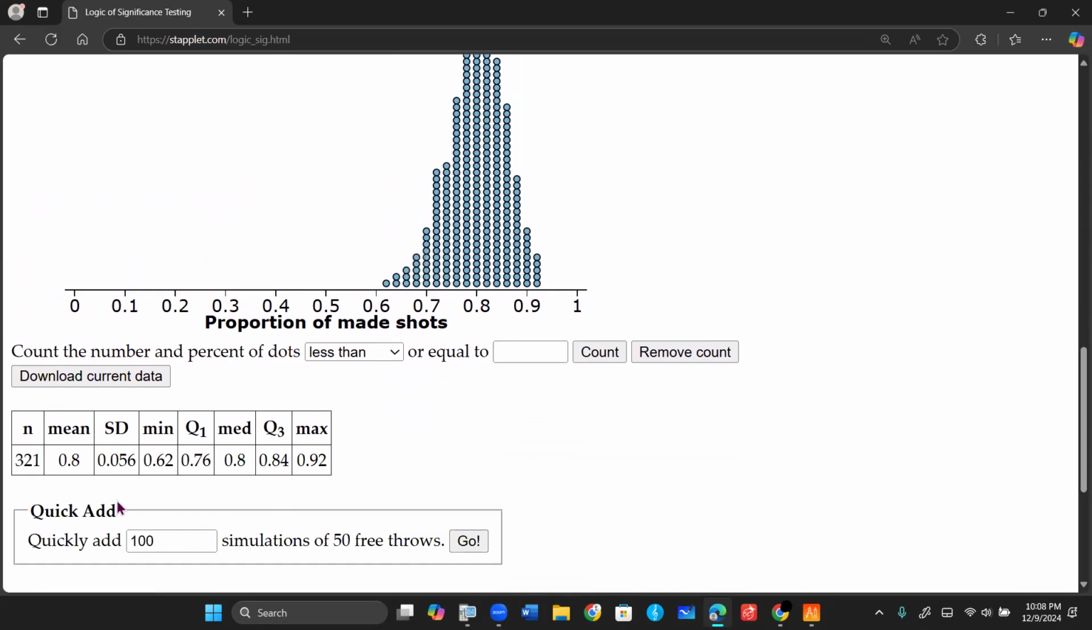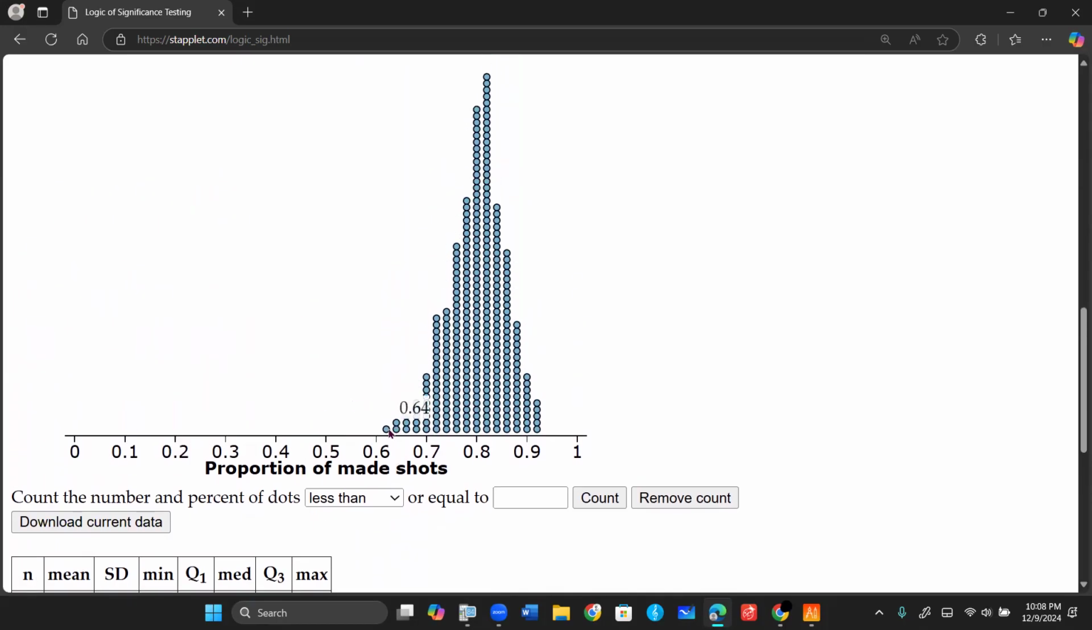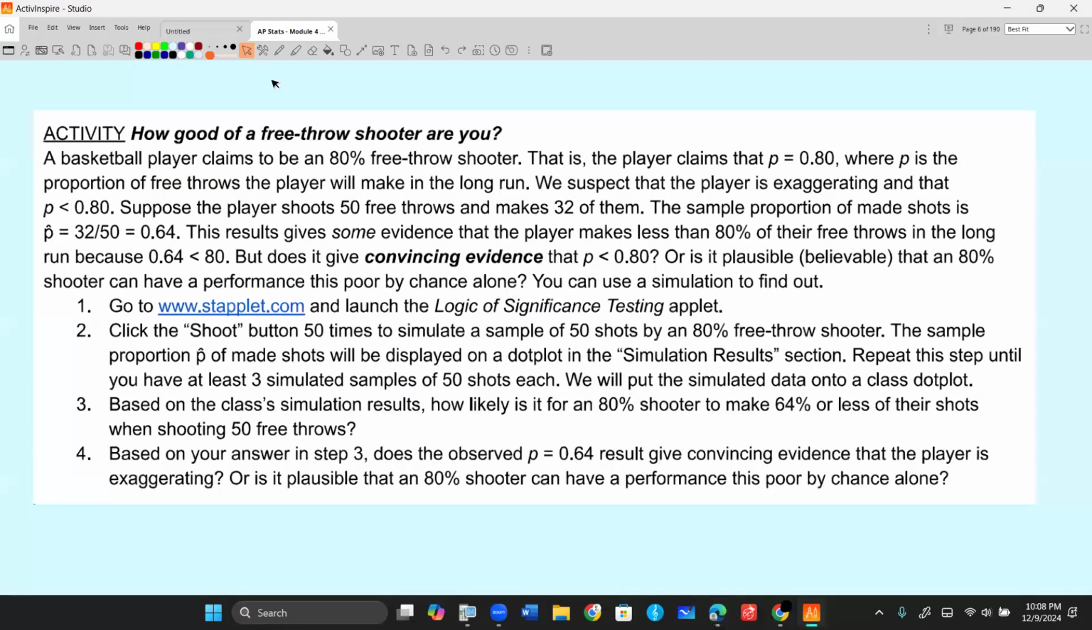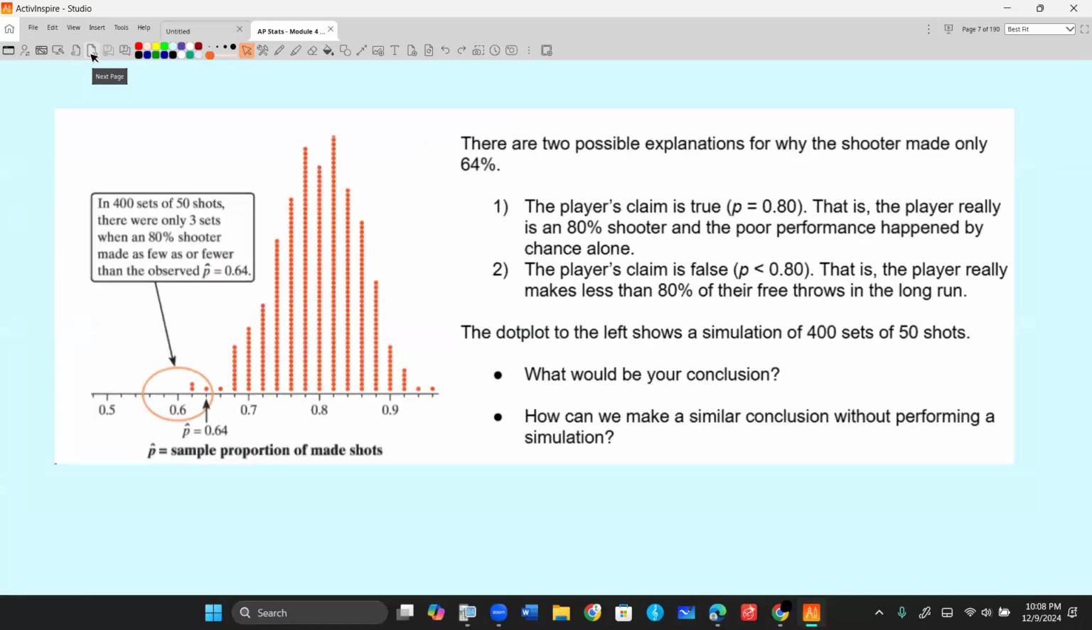So in this little simulation, if I look at 64%, and you can see that I have 321 of these simulated dots. That's a pretty small chunk that are 64% and less. I would suspect that this person's probably exaggerating and the true proportion is less than 80%. So here's one that's already done for us. We're going to use this simulation. It's got 400 sets of 50 shots. Only three of those were less than or equal to 64%.